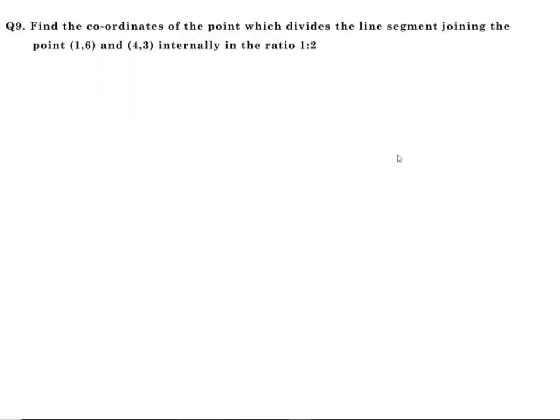Find the coordinates of the point which divides the line segment joining the points (1, 6) and (4, 3) internally in the ratio 1 to 2. This is a question from the unit coordinate geometry using the section formula. First write down the points (1, 6) and (4, 3). Already I told you, the first step is to write down the given data. The two points and the ratio are given. The ratio m is to n is 1 is to 2. Take these as x1, y1 and x2, y2.